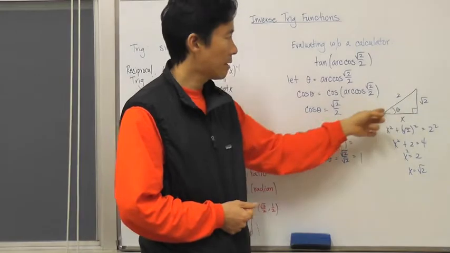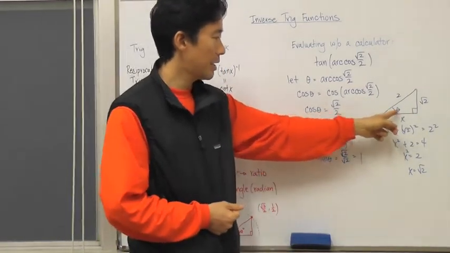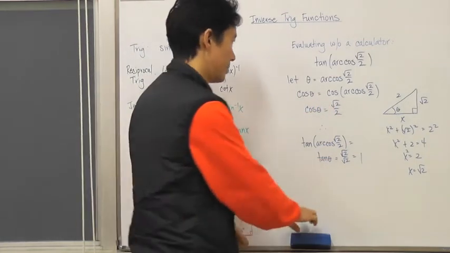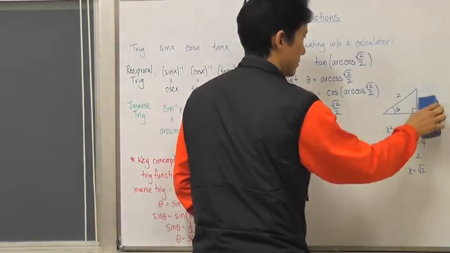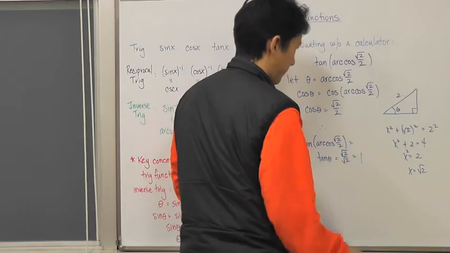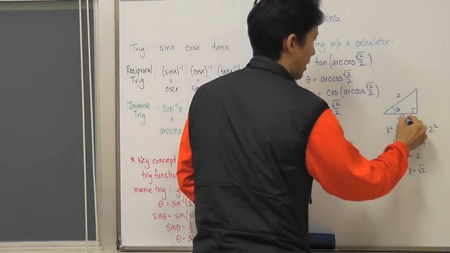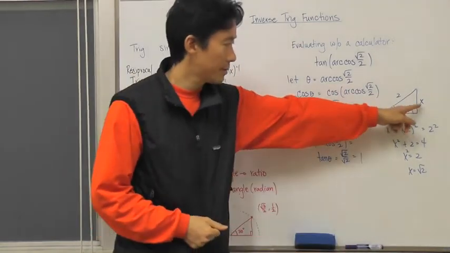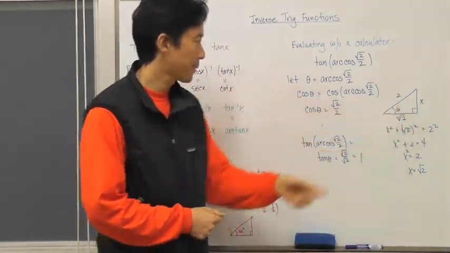So if we draw our right triangle here, we know that theta is here. This is the adjacent side. That is the adjacent side over the hypotenuse. So we have the triangle that is right here.